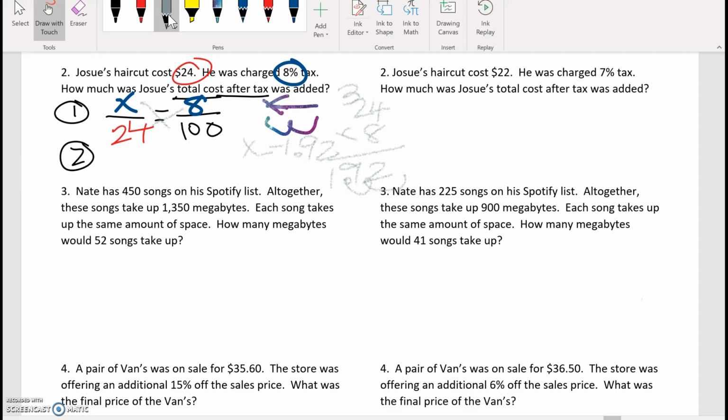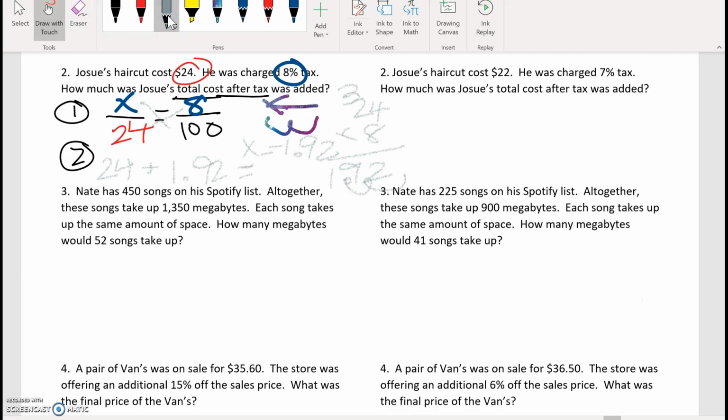Is that what the problem's asking me for? It says, how much was Josue's total cost after tax? So did he only pay $1.92 for his haircut? No, he paid $24 for his haircut, and then he also paid, so plus $1.92, okay? It's just $1.92, okay?